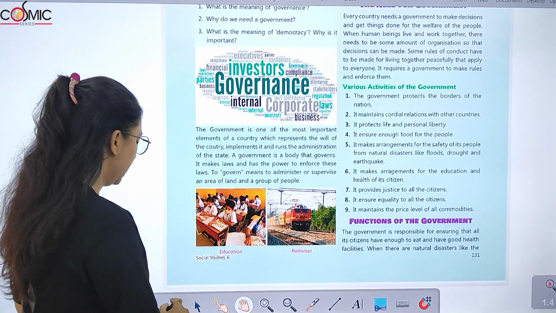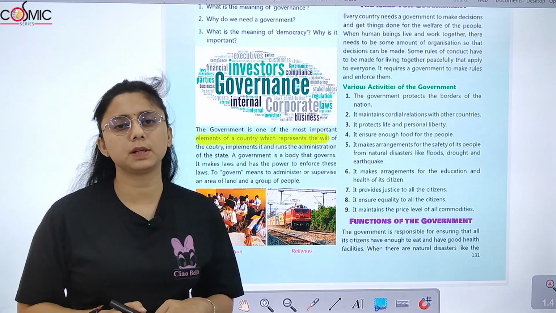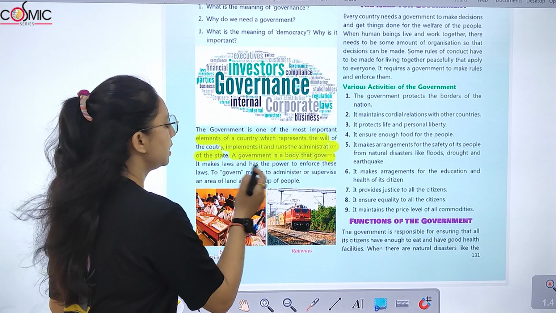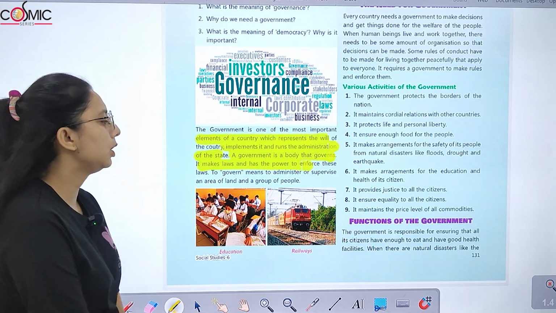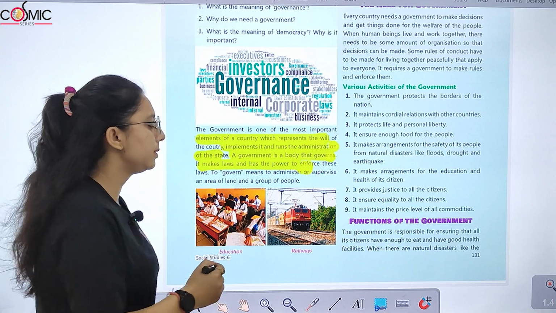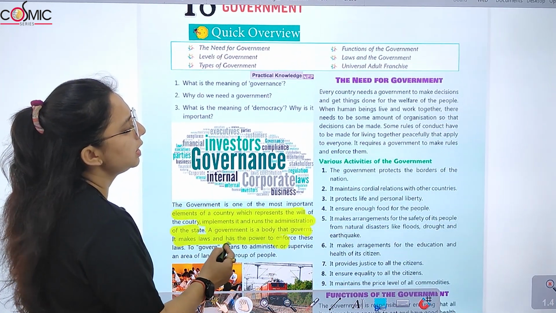What is government? It is the most important element of a country, which represents the will of the country. It implements and runs the administration of the state. Government is the body that governs. It makes laws and has power to enforce these laws. Governs means it administers, it supervises. Right?